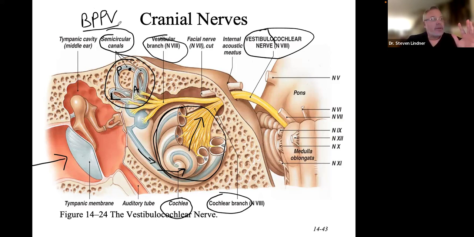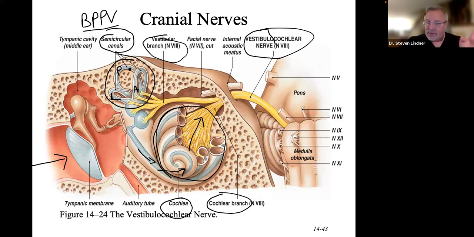Some people turn their head left and it sets them off. Some people look up, sets them off for a vertigo. Some people are in bed and when they rotate right, everything spins. Those are very fixable using a maneuver called the Epley's maneuver. But you have to be very specific in determining which canal you're treating.